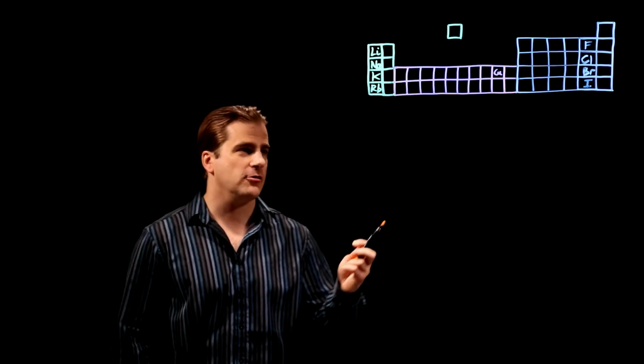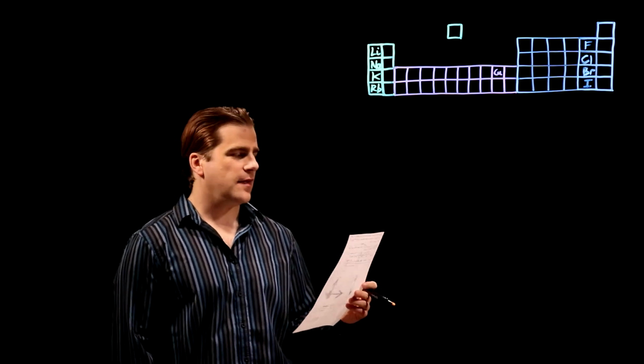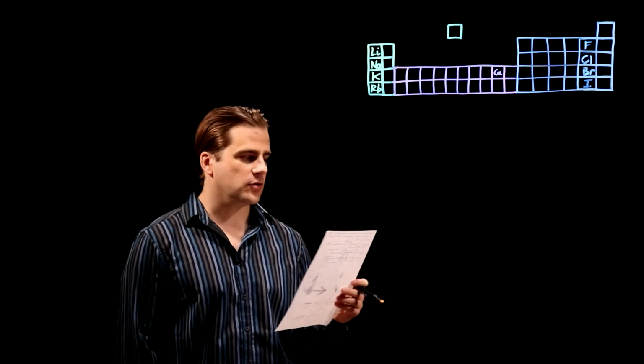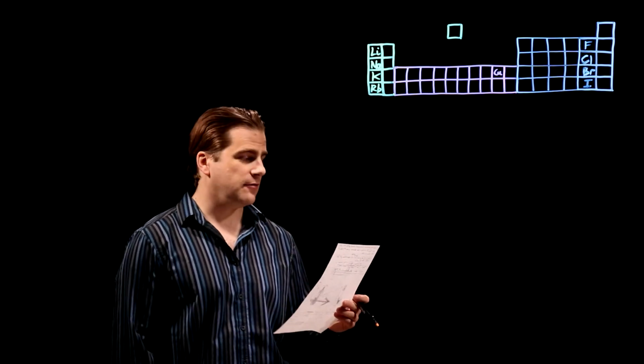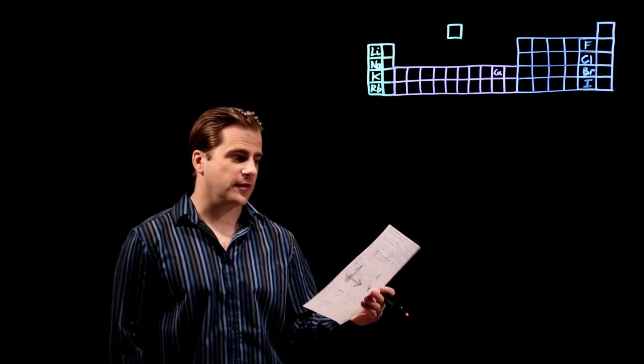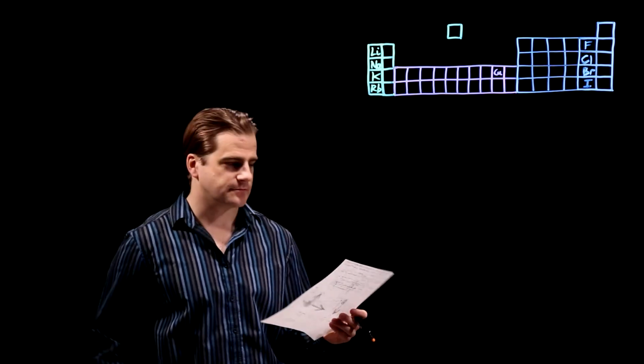Okay, trends in the periodic table. Here we go. Complete the sentence. In their periodic tables, Newlands and Mendeleev arranged the elements in order of what? Well, they arranged them in order of atomic mass. You've just got to remember that. That's what those guys did. They arranged the elements in order of atomic mass.